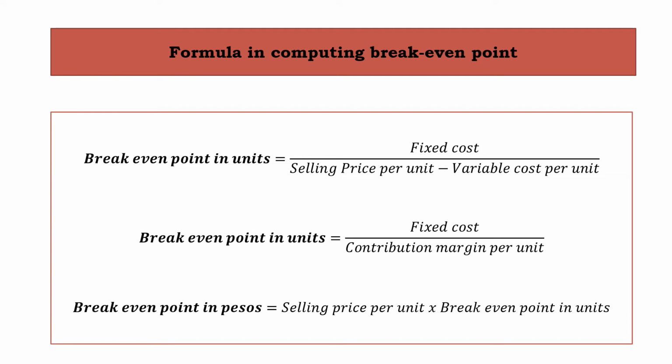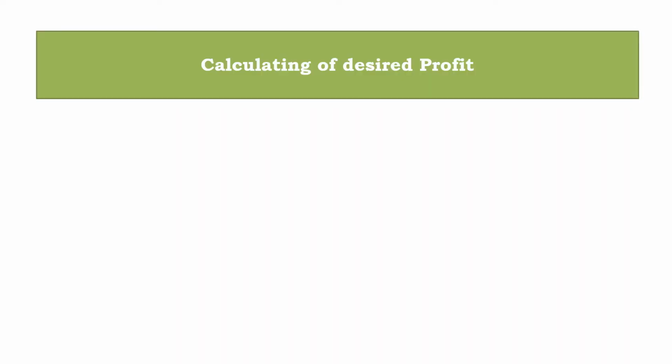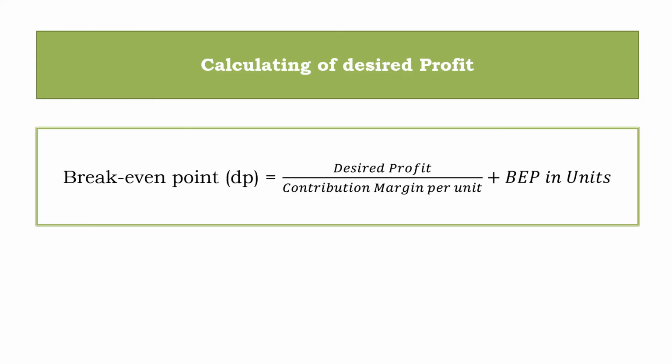Next is the break-even point in pesos. Break-even point in pesos can be calculated by multiplying the selling price per unit by the break-even point in units. To calculate how many units should be sold for the business to earn a desirable profit, the formula to be used is break-even point for desired profit is equal to desired profit divided by contribution margin per unit. And the answer for this will be added to the break-even point in units.